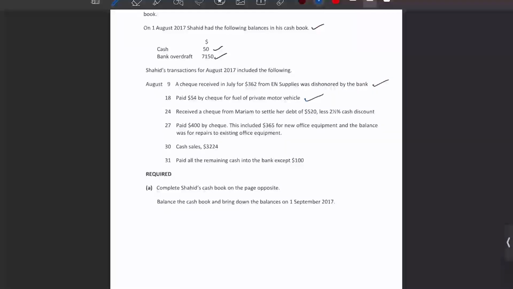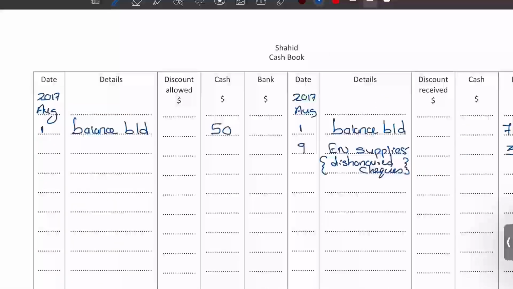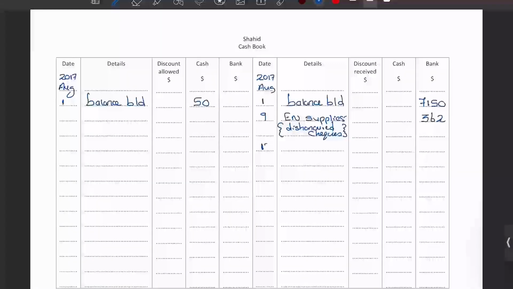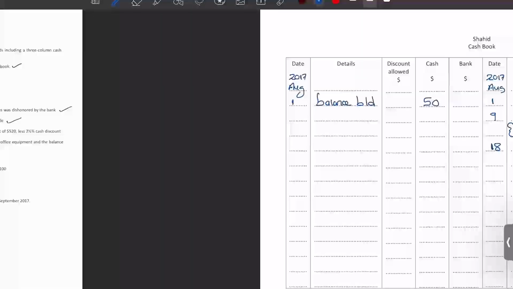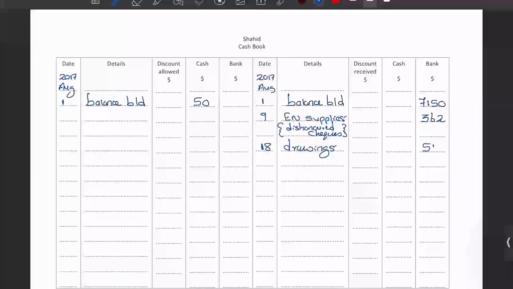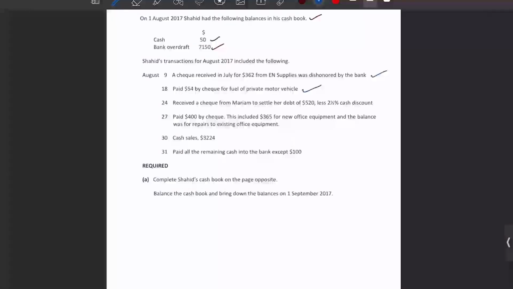If you pay for a private motor vehicle, what is the term? Drawings. Any personal use, any private use, the term that you have to use, remember, drawings. When are you making the payment? On the 18th. So on the 18th, you can say drawings and the amount that you paid from your bank account, 54. You can enter 54 here. Right? 54.